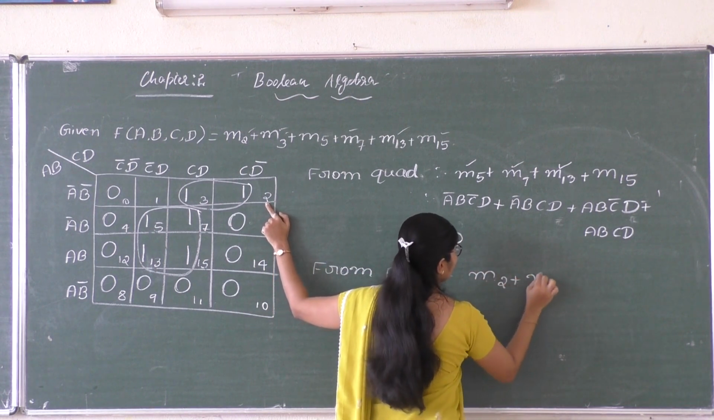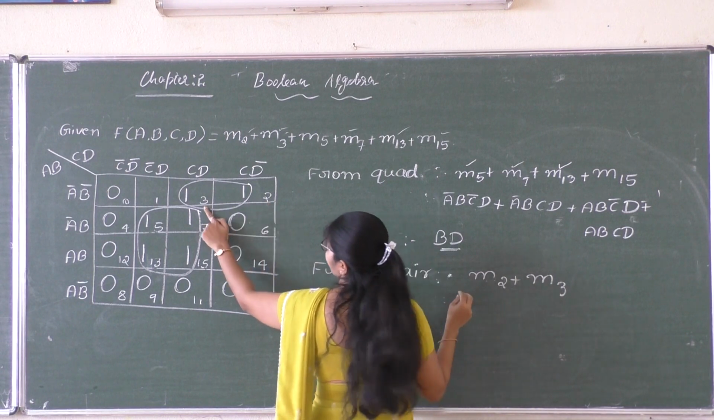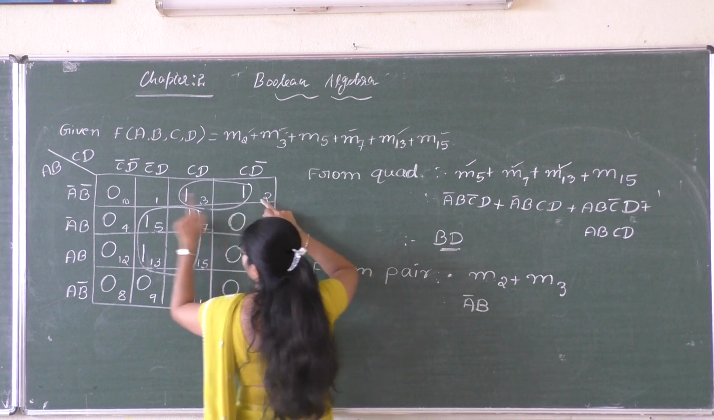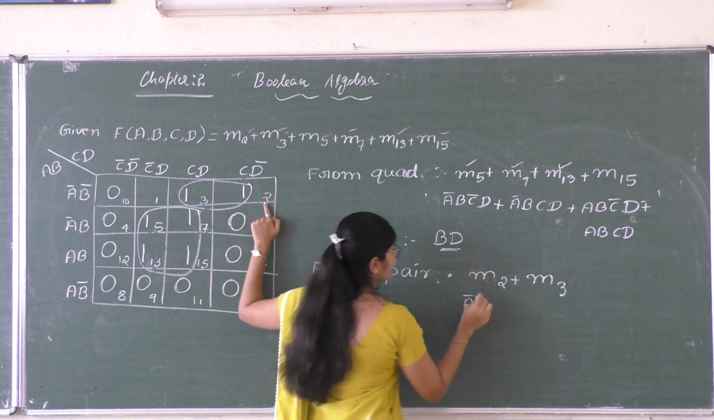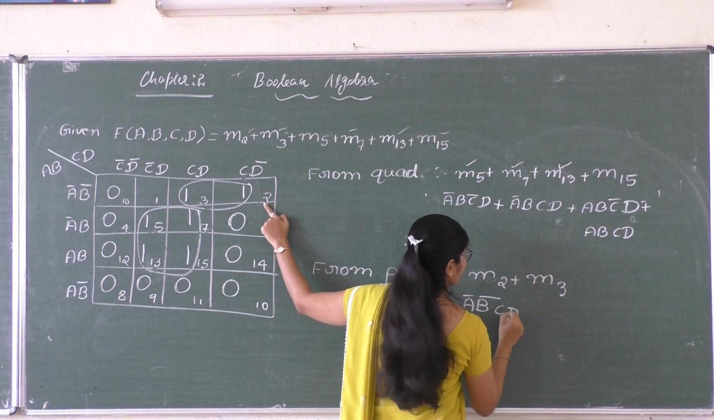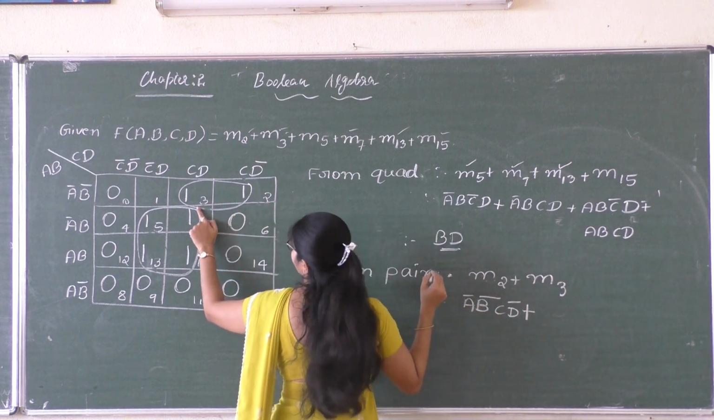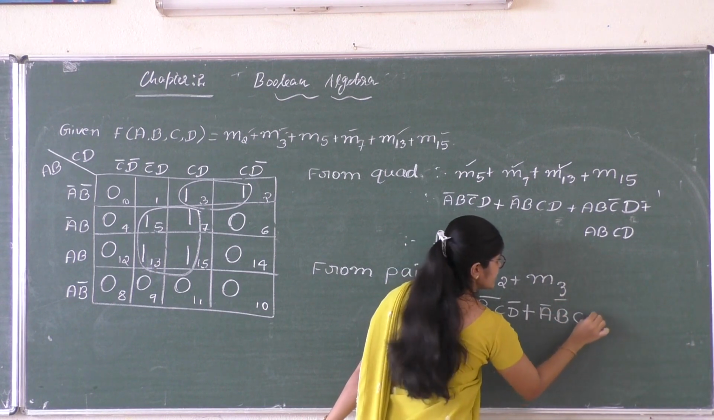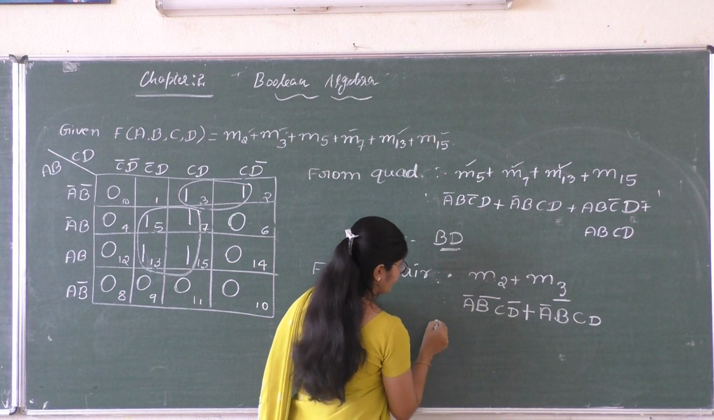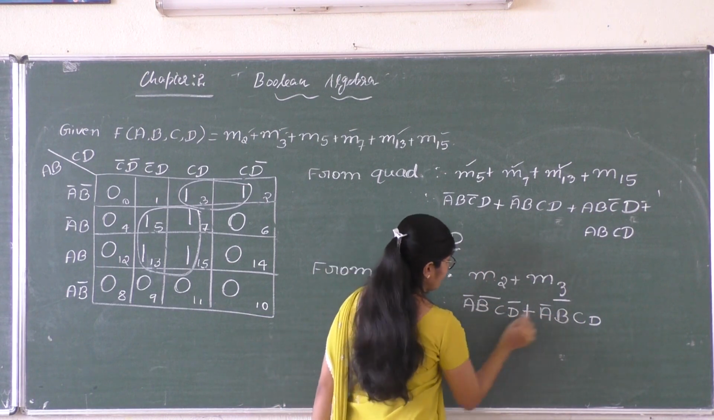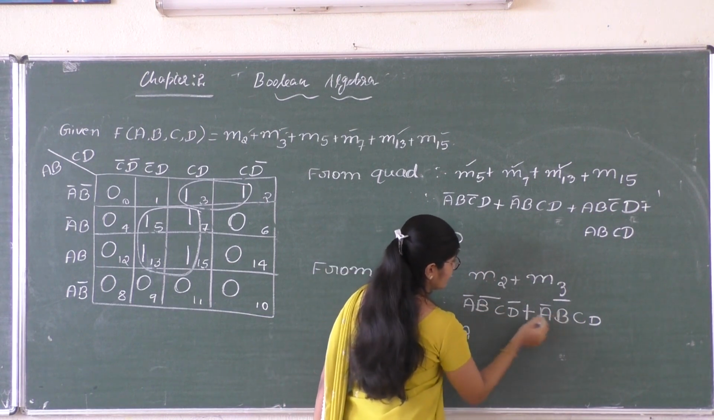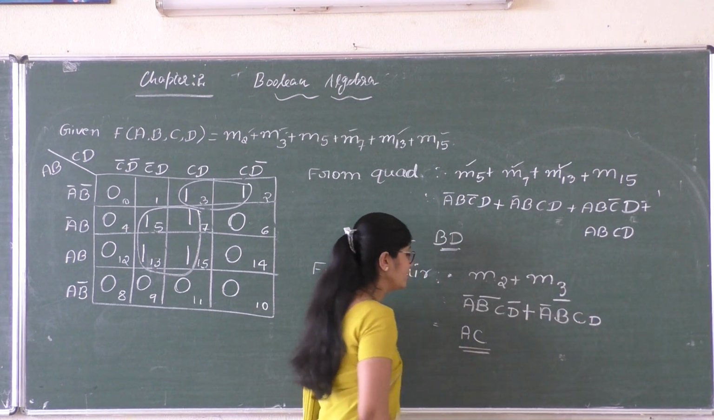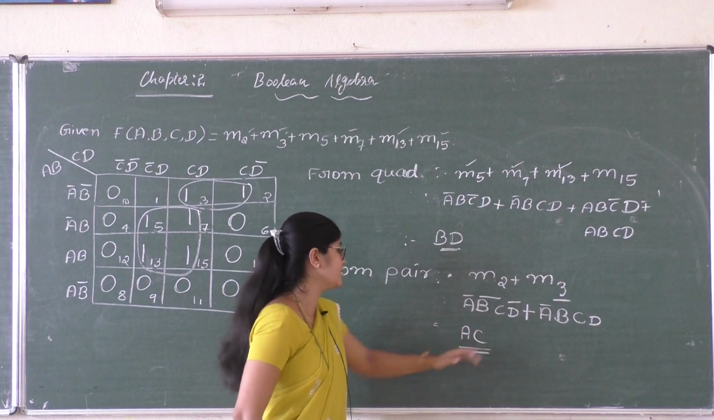M2 plus M3, corresponding minterms are: the minterm of the second square is A bar B bar C D bar, and the minterm of the third square is A bar B bar C D. Okay, now the common variables. A bar is common, next B bar is not common, C, yes, C is a common variable, D bar is not common. So from this pair we got the minterm A bar C.